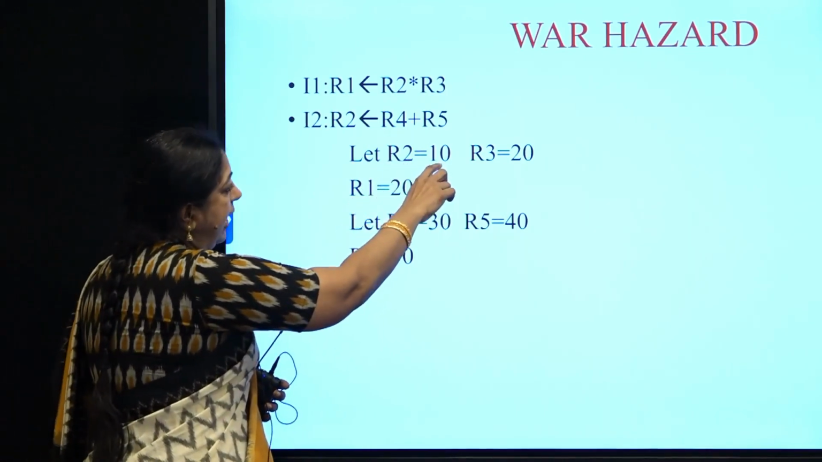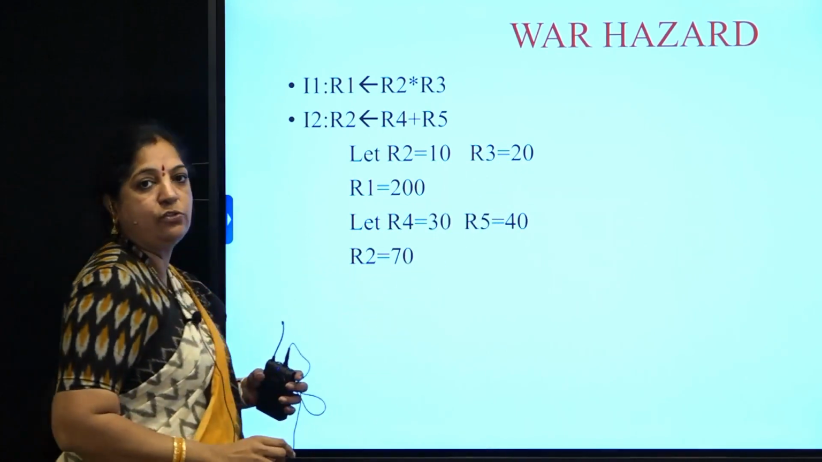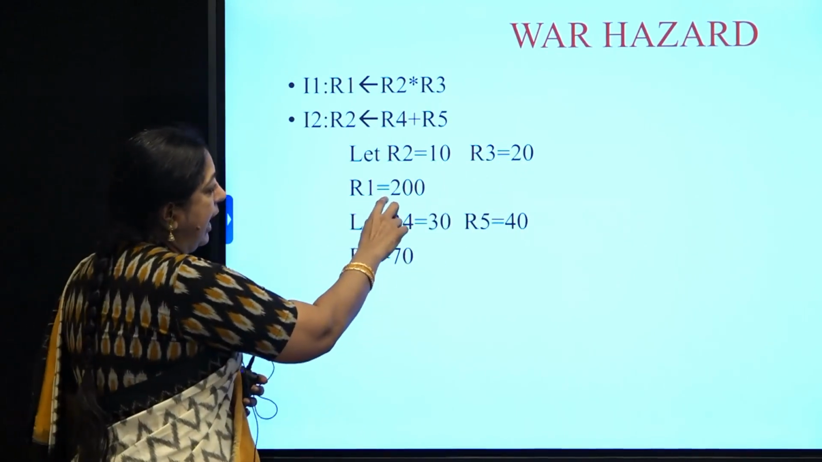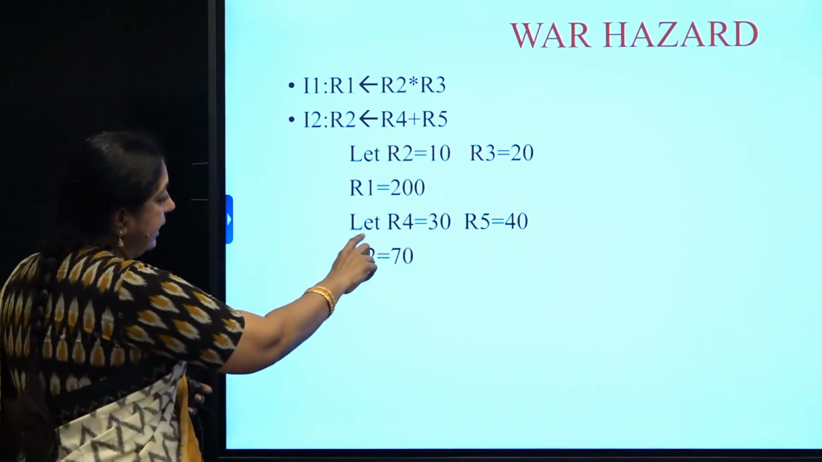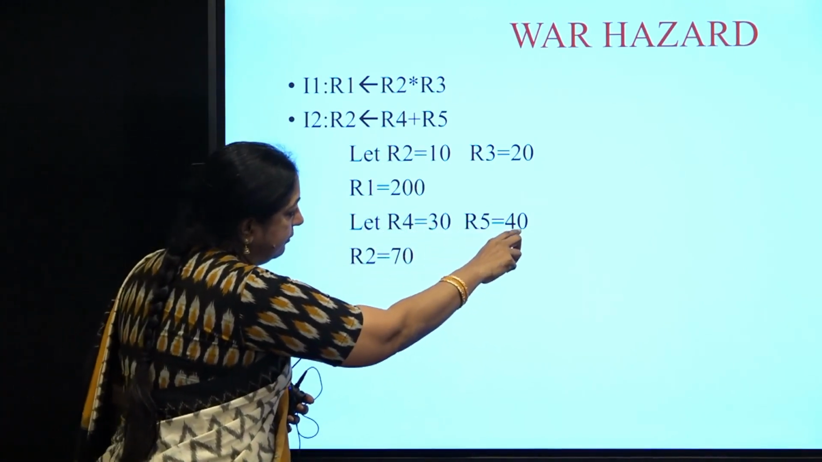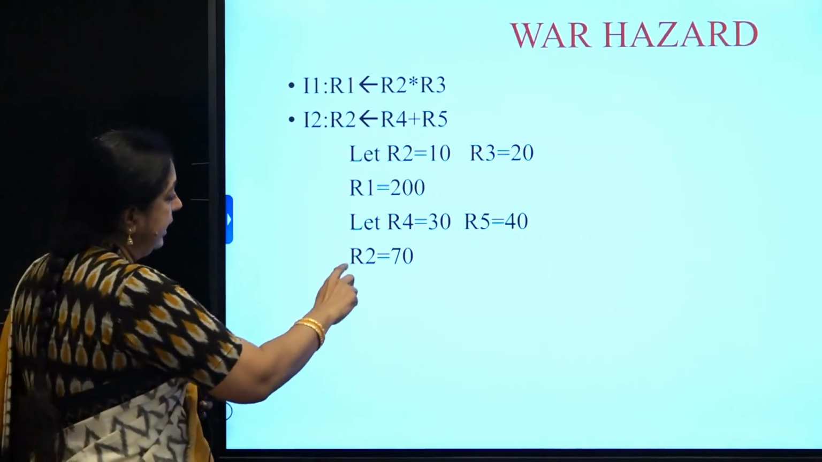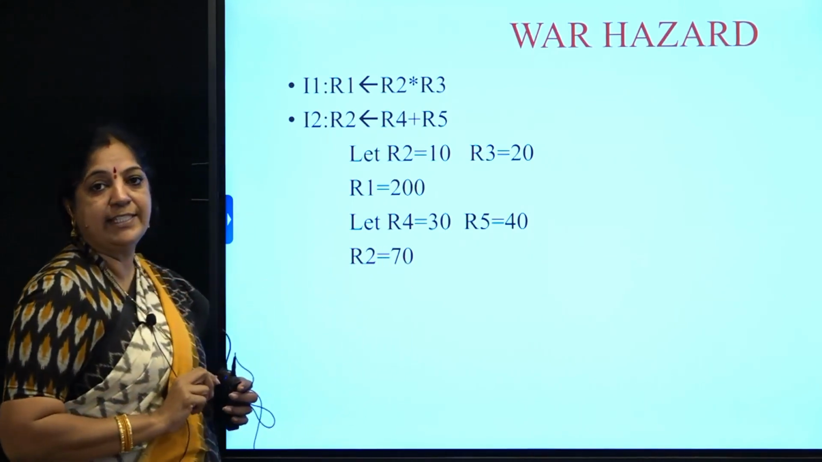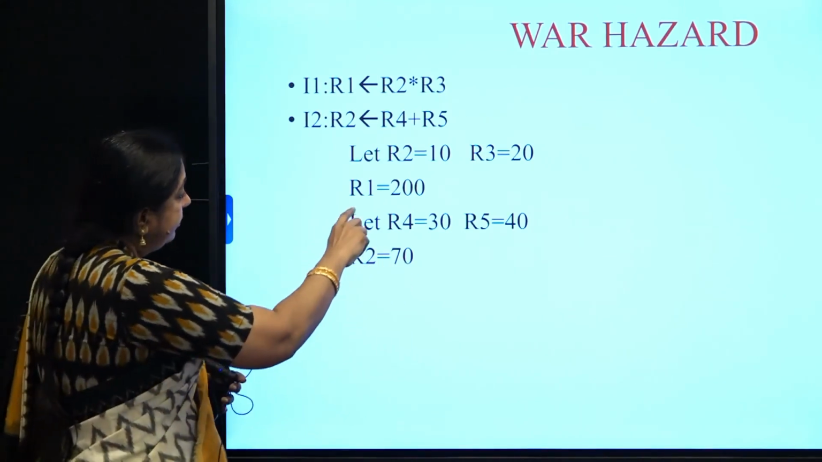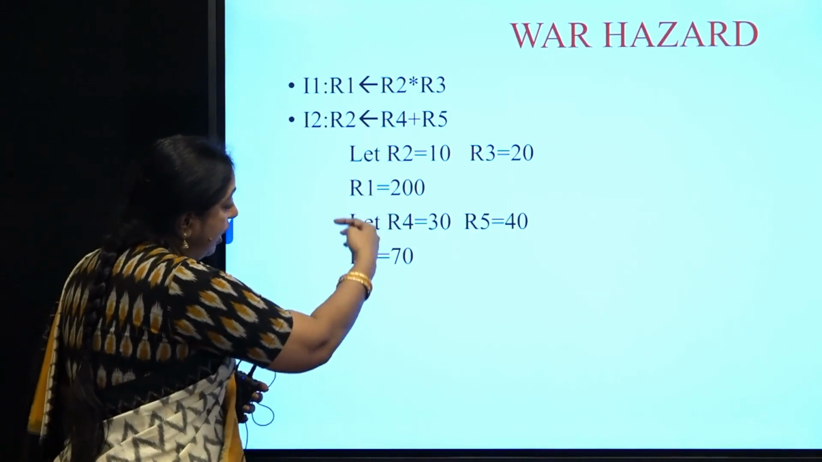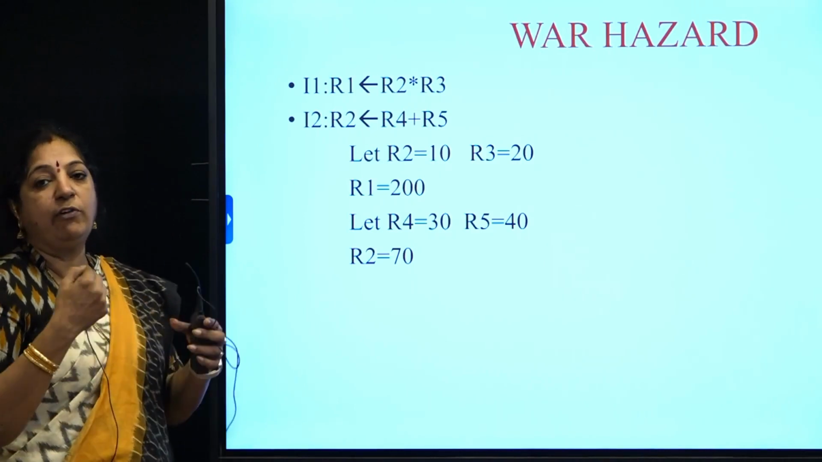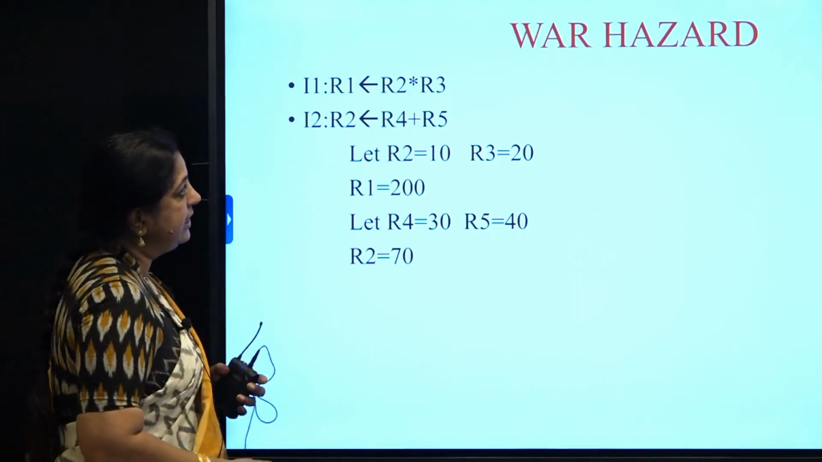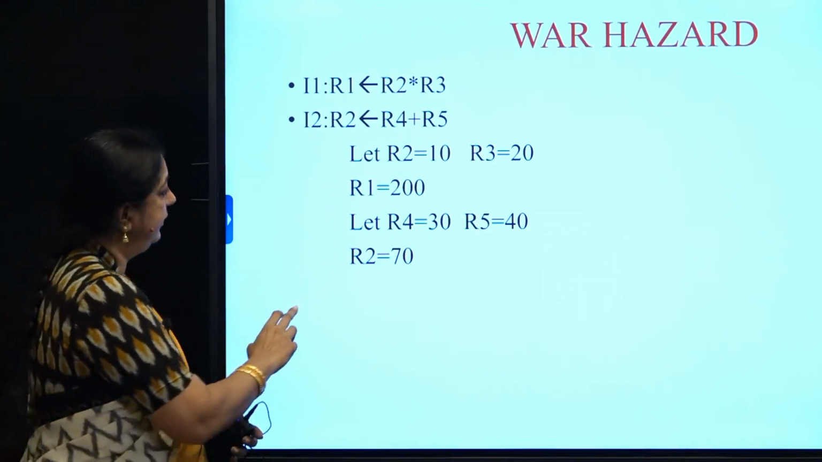So for example, if R2 is equal to 10 and R3 is equal to 20, R1 is 10 into 20, that is 200. Here if R4 is equal to 30 and R5 is equal to 40, R2 is equal to 70. Now what should be the final value of R2? That overlapping will be there by using this write after read.